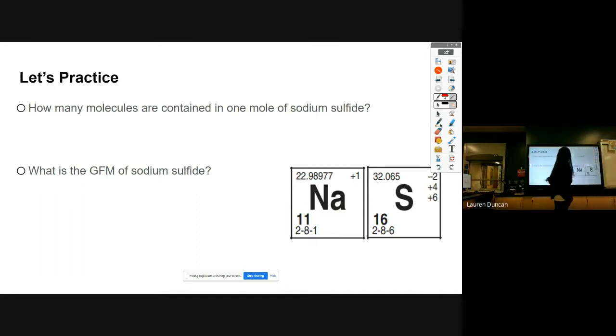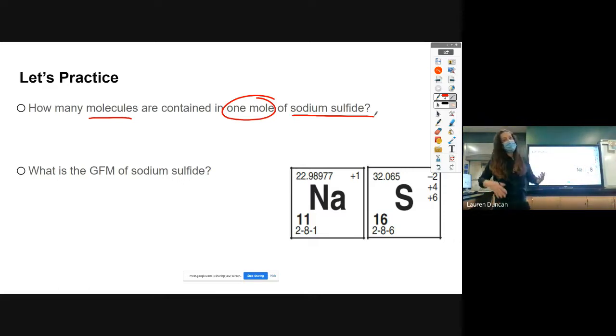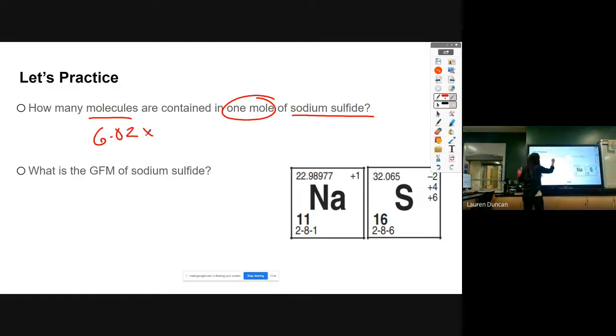I want to know how many molecules are in 1 mole of sodium sulfide. Honestly, it doesn't matter the substance I'm giving you here. If I ask you how many particles, like how many molecules, are in 1 mole of anything, sodium sulfide, water, sulfur atoms, sodium atoms, every time you have 1 mole of something, the amount of particles, or molecules in this case, is 6.02 times 10 to the 23rd. 1 mole of whatever is always equal to that number.